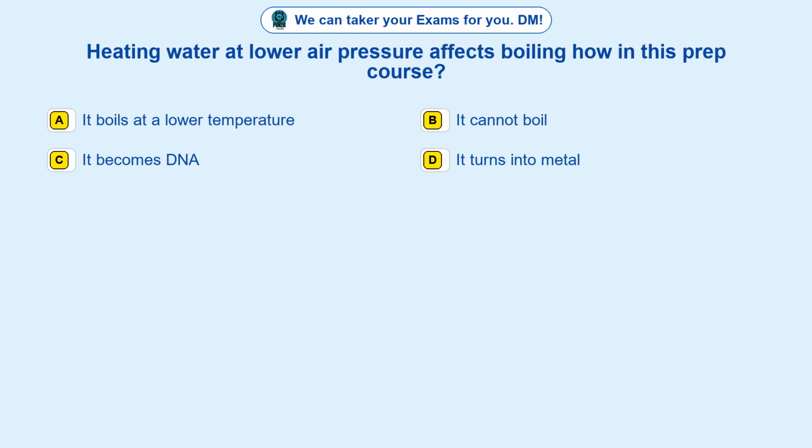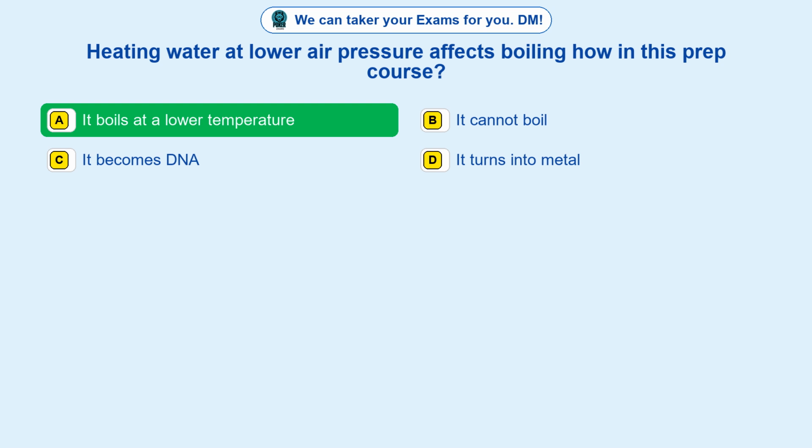Question 48. Heating water at lower air pressure affects boiling how in this prep course? Option A. It boils at a lower temperature. Option B. It cannot boil. Option C. It becomes DNA. Option D. It turns into metal. The correct answer is option A. It boils at a lower temperature.